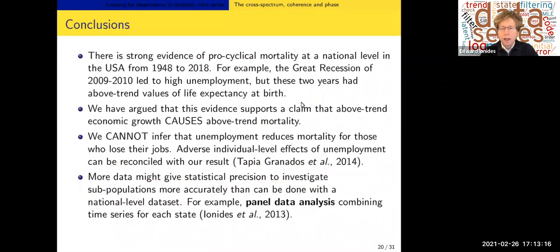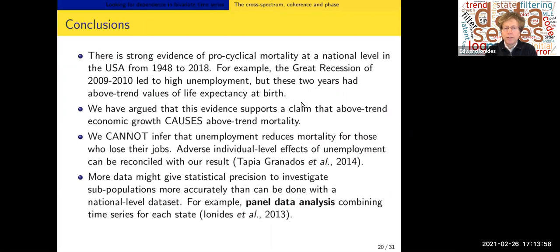So now we can draw our kind of preliminary conclusions from the analysis we've done so far. There's strong evidence of procyclical mortality at a national level in the USA. This, I think, was from 1948 to 2018. And as just one example of this, the Great Recession of 2009, 2010 certainly had high unemployment and a lot of economic suffering, but these 2 years had above trend values of life expectancy at birth. And you can ponder why that is.